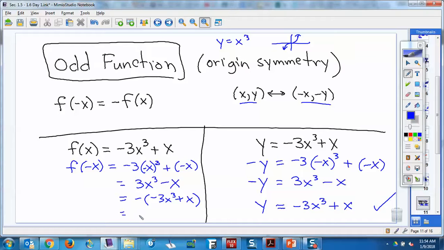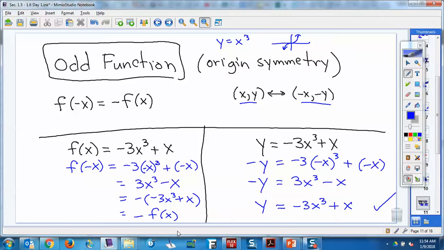And you say, oh, look at that. That's the same as negative. And then look at this inside here. That's the same as the original I had, f of x. And so what we end up with is negative f of x. So f of negative x is equal to negative f of x. Again, it's the same thing, just notationally it's a little different.